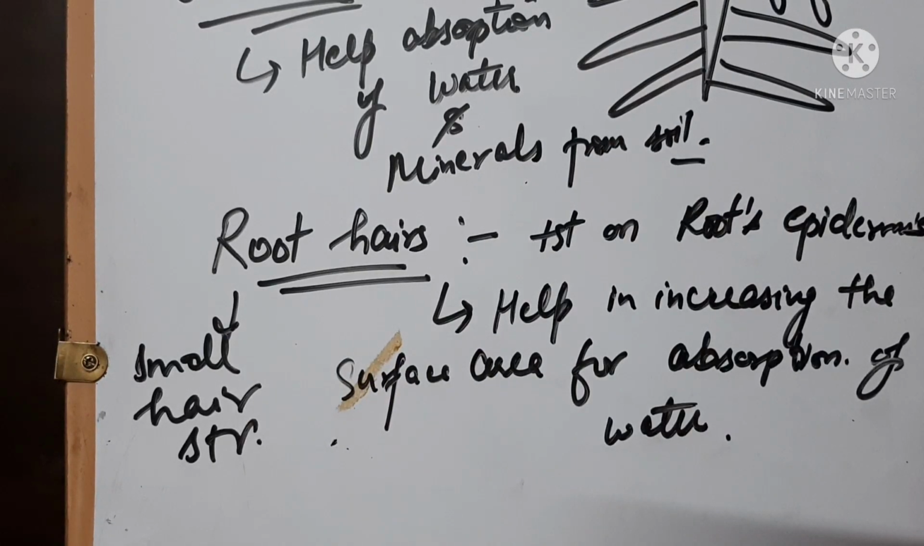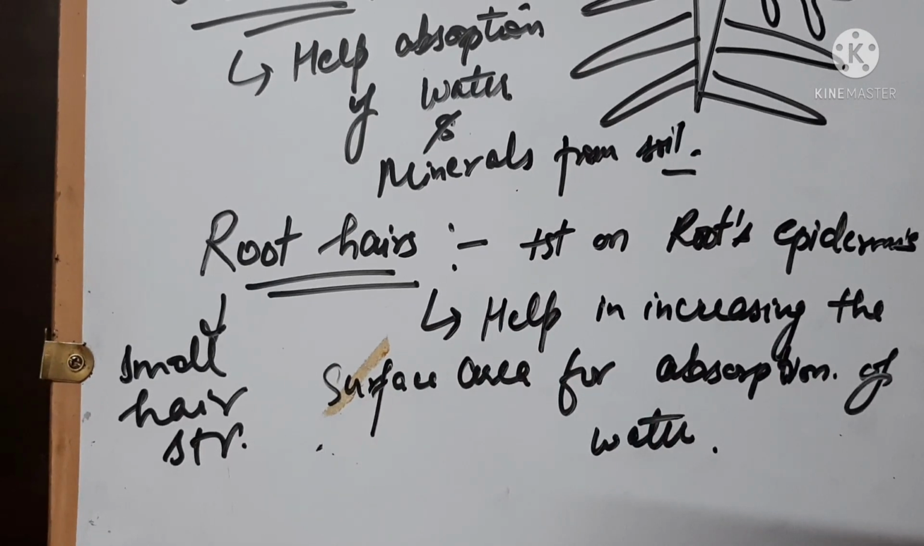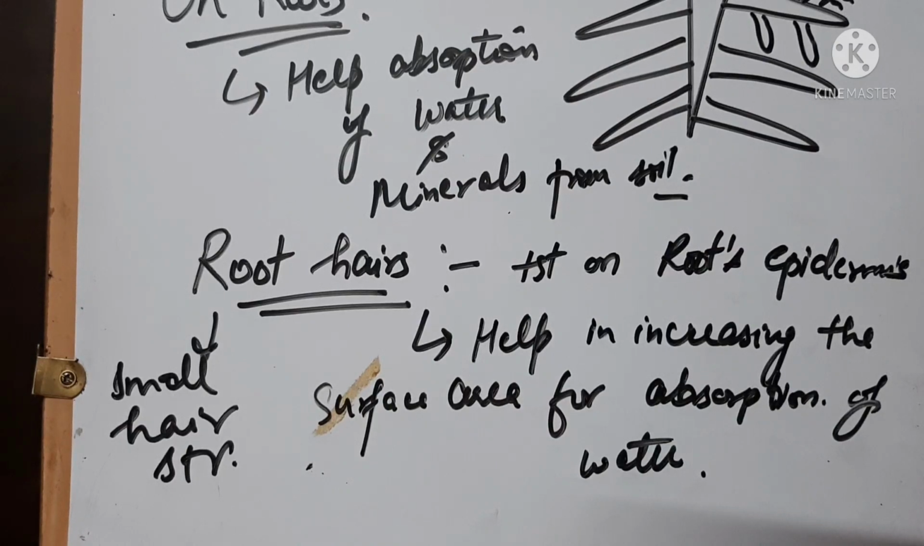देन हमने क्या देखा? व्हाट इज द फंक्शन ऑफ रूट हेयर्स? दे इंक्रीज द सरफेस एरिया. सरफेस एरिया जो एब्जॉर्प्शन, वाटर एब्जॉर्प्शन का सरफेस एरिया, उसको इंक्रीज कर देते हैं रूट हेयर, जिससे कि मैक्सिमम वाटर एब्जॉर्प्शन हो सके फ्रॉम द सॉइल्स बाय द रूट्स. सो दिस वाज ऑल अबाउट द रूट्स.